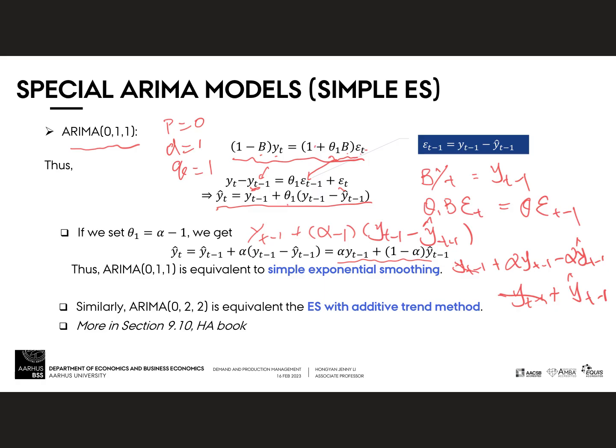Here you can see ARIMA(0,2,2) is equivalent to our exponential smoothing model with the additive trend method. You probably ask me, what if seasonality is considered? Then we have to use seasonal ARIMA models, and we see that later.